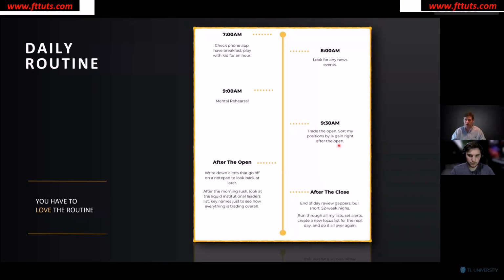But then I'll go through and I'm checking the liquid leaders list, my daily list. And that's kind of what I'm doing all day too. I'll show you how I have my list set up when we hop into the trading software, but I'm just seeing how they're trading, what's showing strength on down moves in the index, things like that.